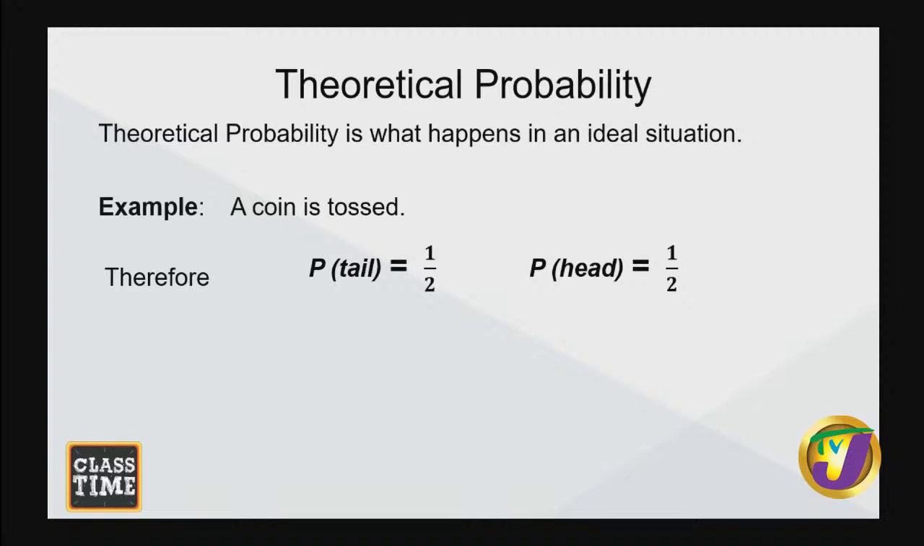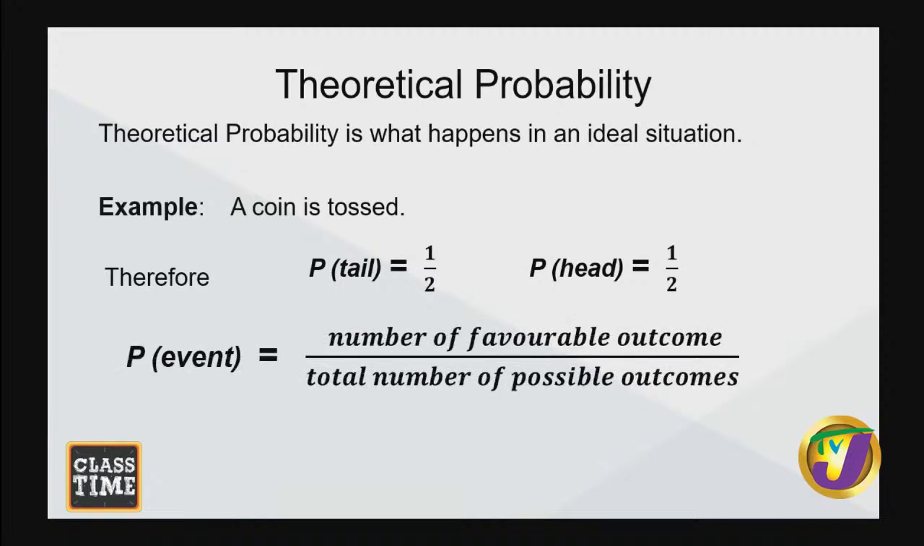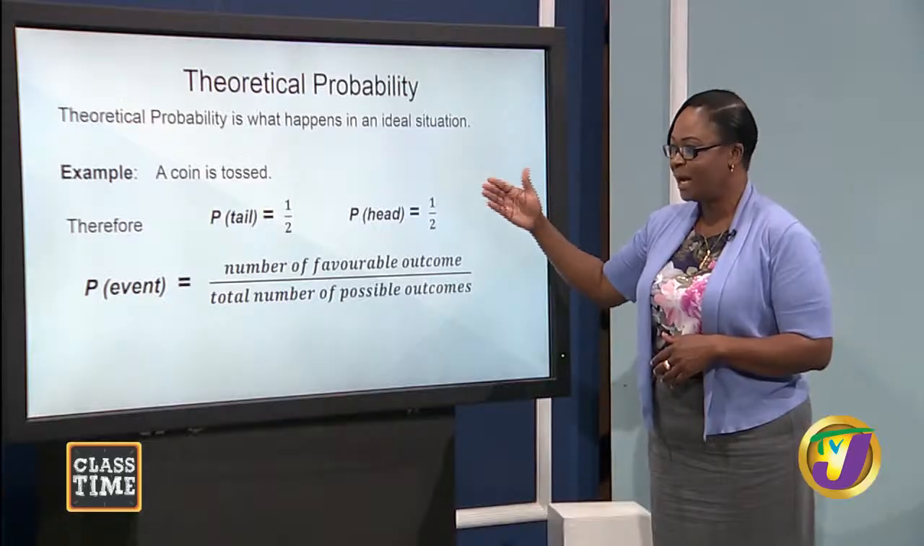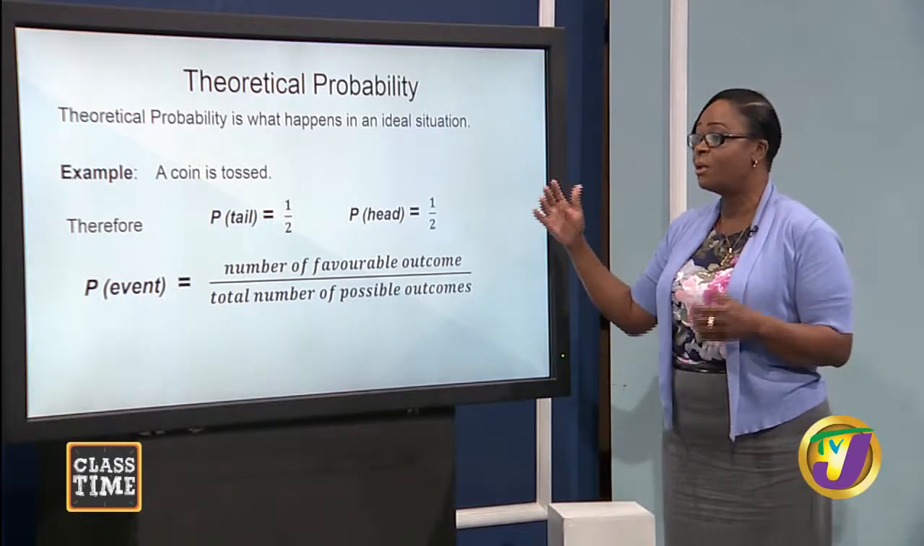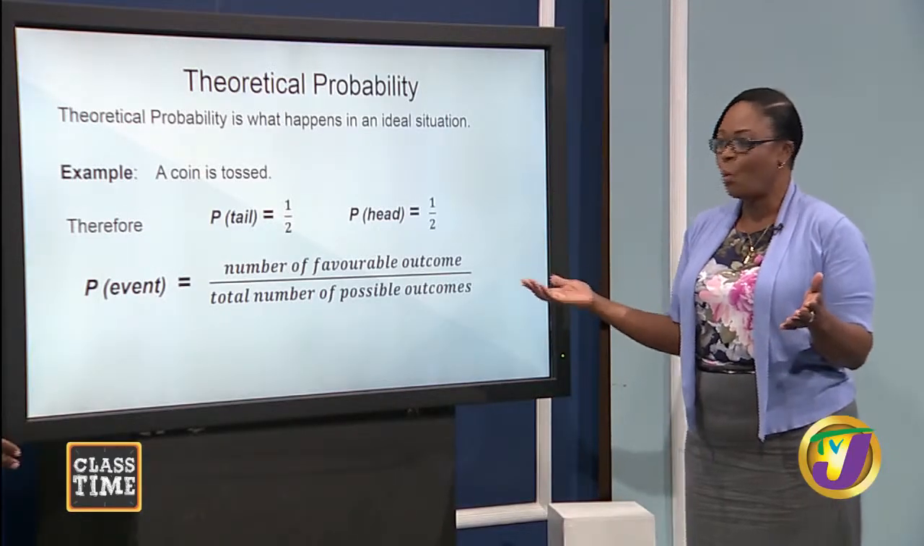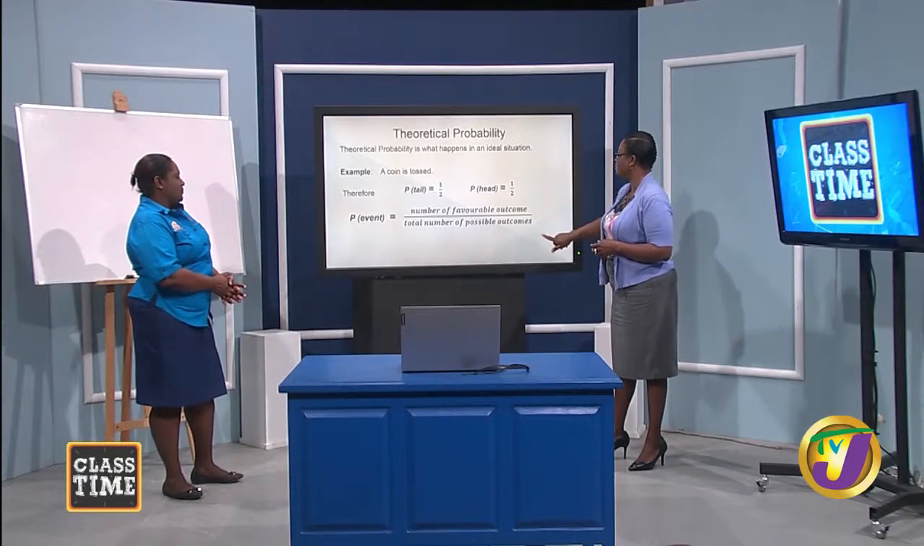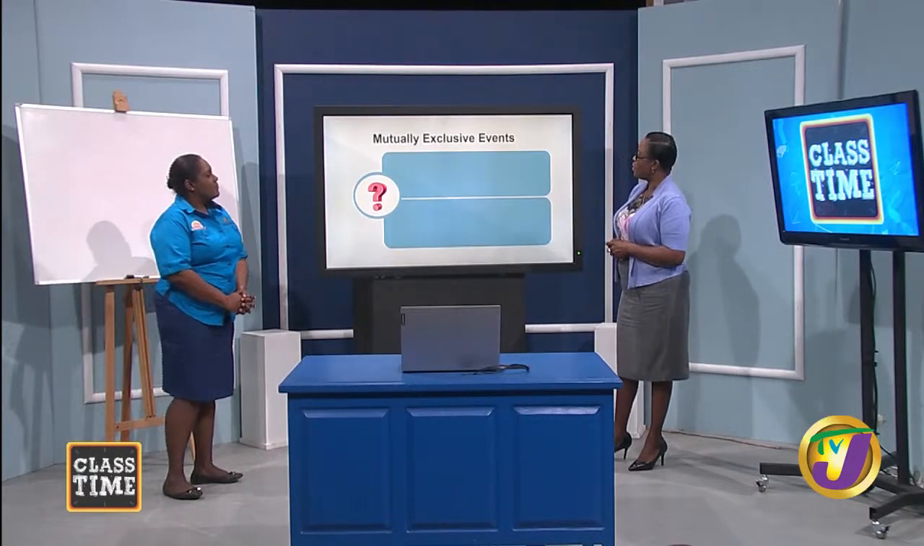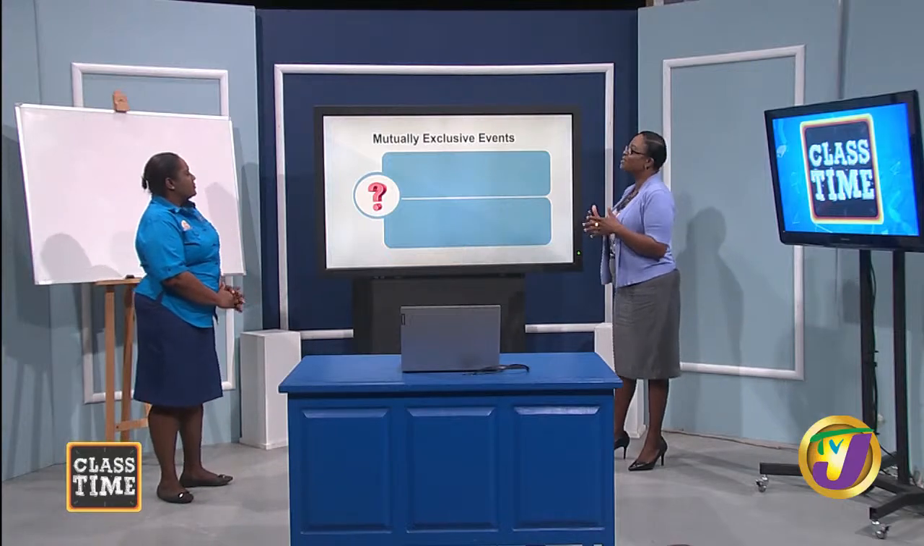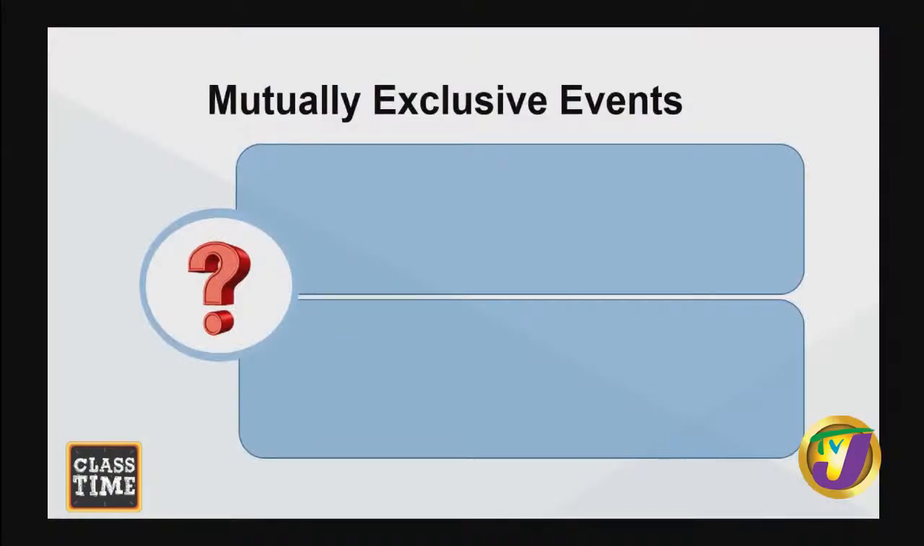The generalized formula that can be used to calculate the theoretical probability is the number of favorable outcomes out of the total number of possible outcomes. So this is what we know will happen if you toss the coin. You haven't really carried out the experiment as yet, so in theory. Now, mutually exclusive events, this is what we'll look at.